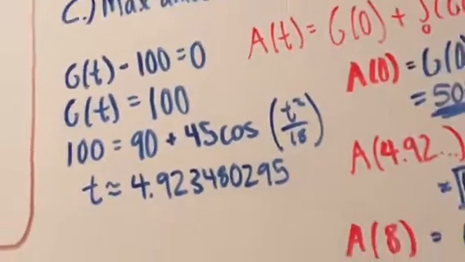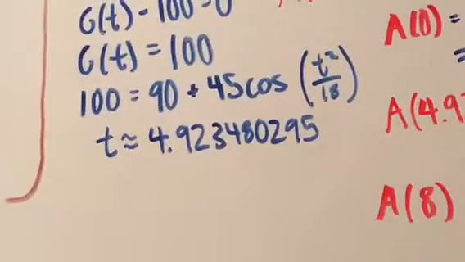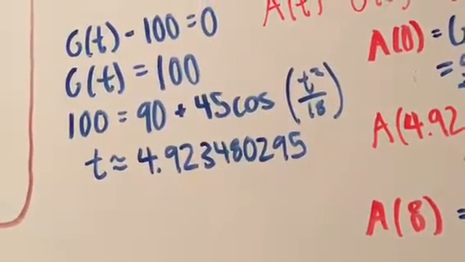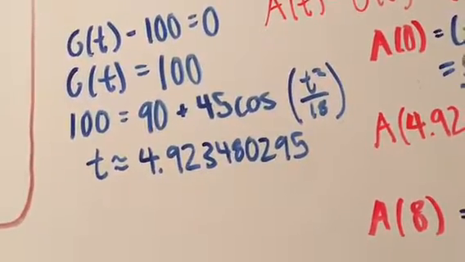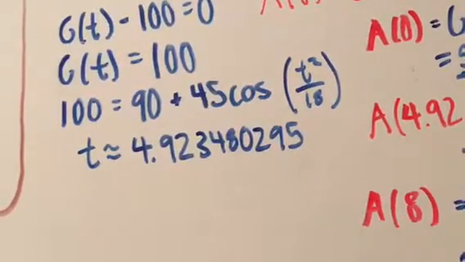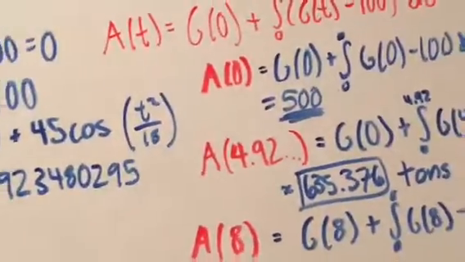So next we're going to plug in this t-value that we just found, as well as 0 and 8, because that's the upper and lower limits of integration. All three of these times are potential answers for the maximum amount of gravel. And then we're just going to have to see which one is the highest.